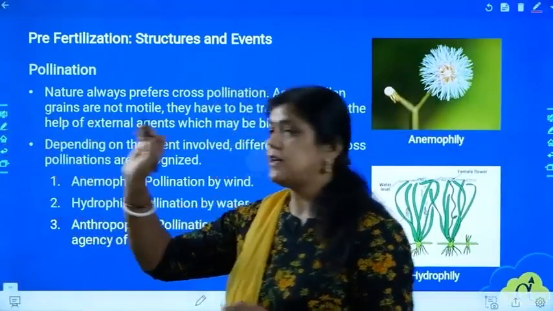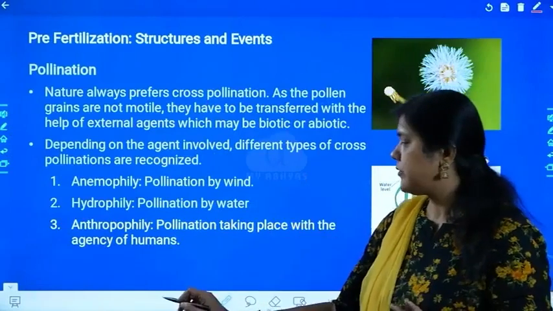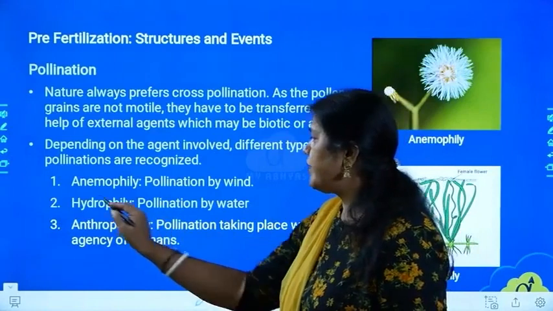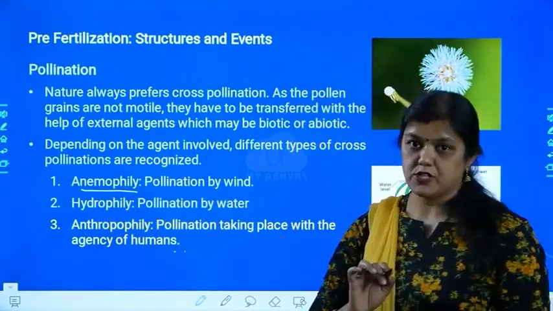Okay, so we have learned three different types of pollination over here. What are the three different types of pollination? Let us find it out one more time. Anemophily, that is pollination by wind.